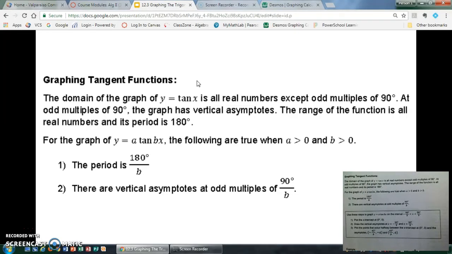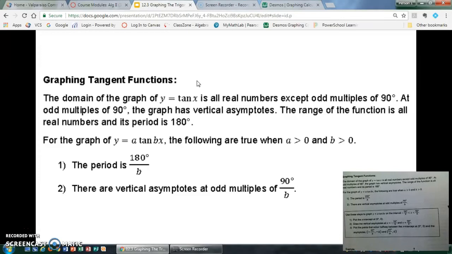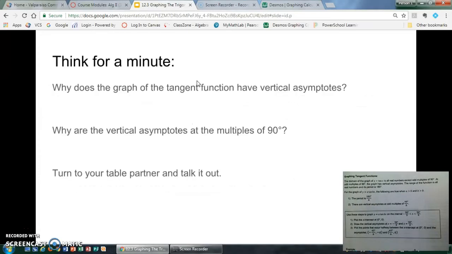So the graph of y equals the tangent of x, its domain is all real numbers except for odd multiples of 90. At those places, the graph has a vertical asymptote. The range is all real numbers, and its period again is 180. What I'd like you to do now is just pause for a moment with a partner, or if you're watching this on your own by yourself, and think about it. Why would it be that the graph of the tangent function has vertical asymptotes? And why are they located at multiples of 90 degrees? Go ahead and stop the video, think that through for a minute, and you can actually write some notes to yourself on the side of your note page.